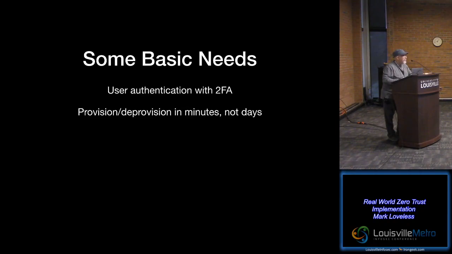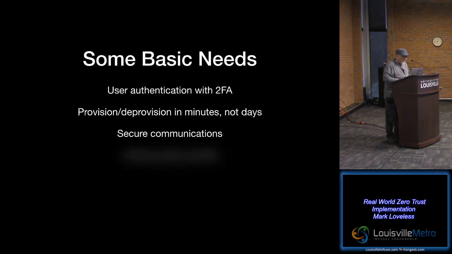So some of the things we identified were we wanted to have user authentication with 2FA. We wanted to be able to provision and deprovision in minutes, not days or weeks, like it was when I first started there. Secure communications: we wanted everything that's talking to each other, between the various subsystems, to be secured and encrypted. Believe it or not, there were some cases where it might not necessarily be that way, and we wanted to make sure it was that way.